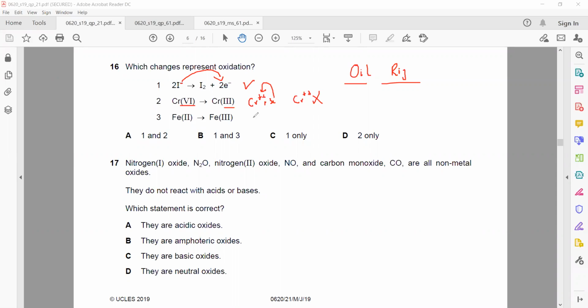Iron +2 becomes +3. How will iron +2 change into +3? By the loss of electrons. So which changes are oxidation? 1 and 3 are oxidation. So B is the right answer.